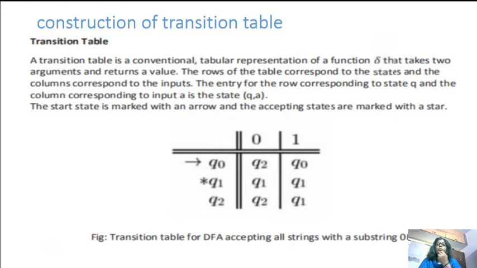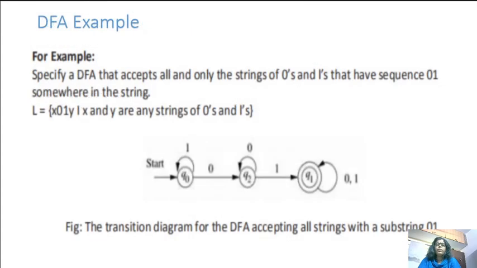The columns correspond to the inputs. The entry for the row corresponding to state Q and the column corresponding to input A is delta of Q comma A. The start state is marked with an arrow and the accepting states are all marked with a star. That means the final state is marked with a star. This is the transition table for the given diagram of zeros and ones.